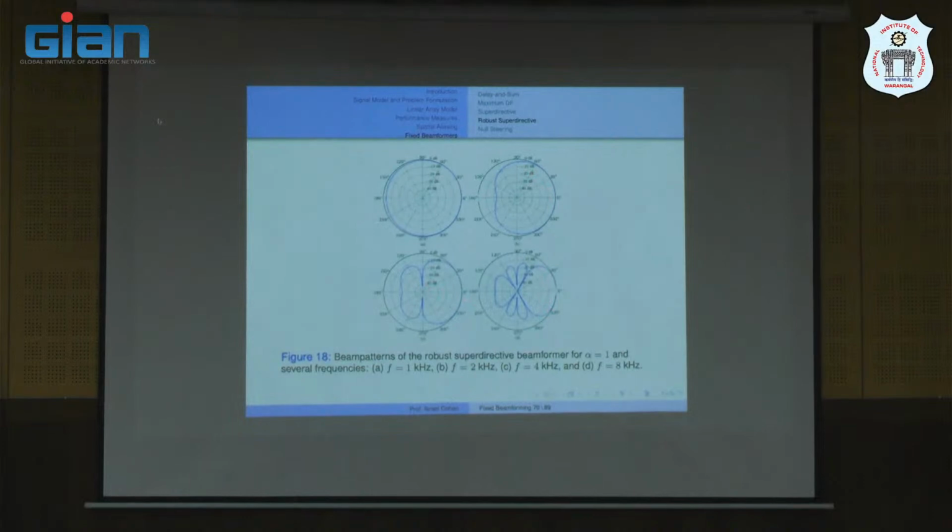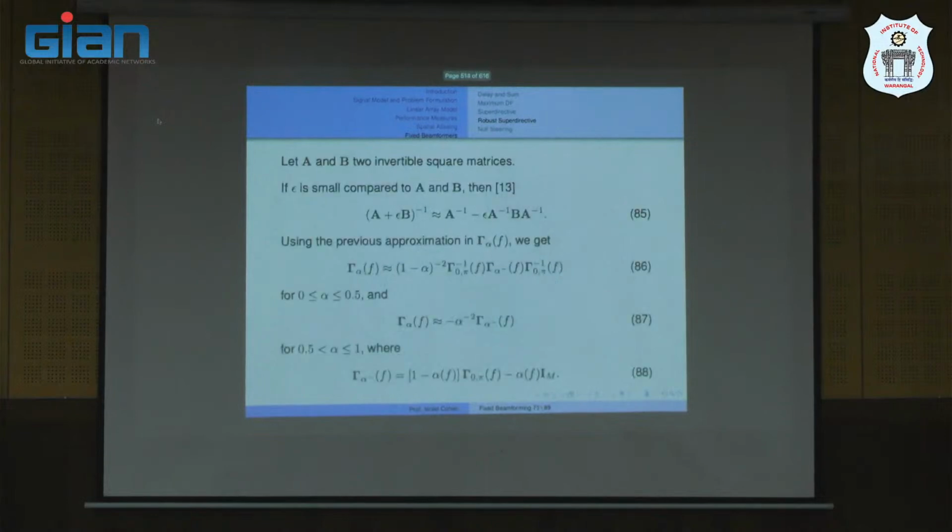I will jump between these two, 0.1 and 1. See what happens? The main beam becomes wider when I increase alpha. It makes sense. Any questions?